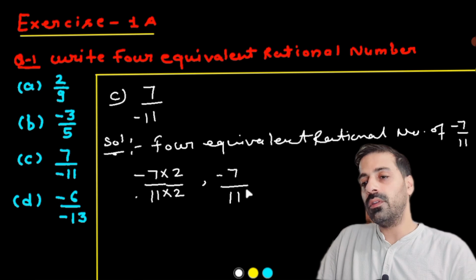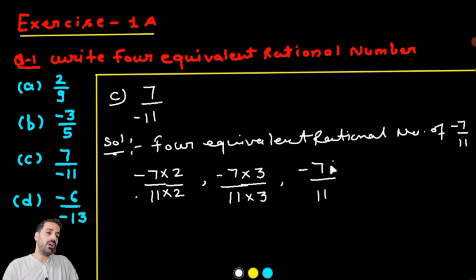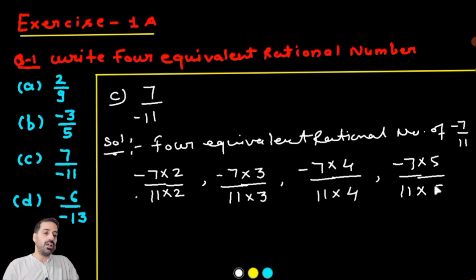-7 upon 11, this time I multiply the numerator by 3 and the denominator by 3. Then I take 7 upon 11 and multiply the numerator by 4 and the denominator also by 4. Again I'll take 7 upon 11 and multiply by 5 in the numerator and 5 in the denominator. Now do the multiplication.